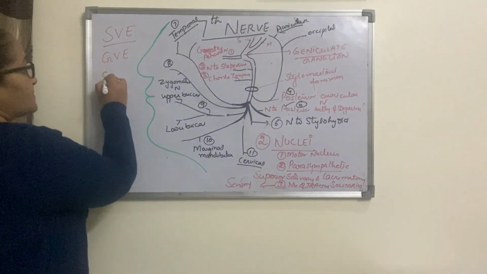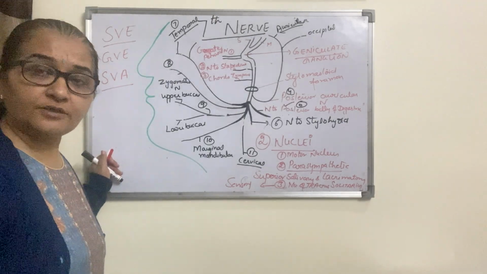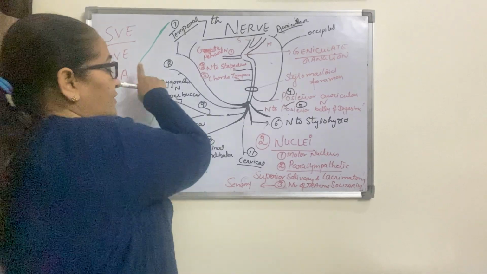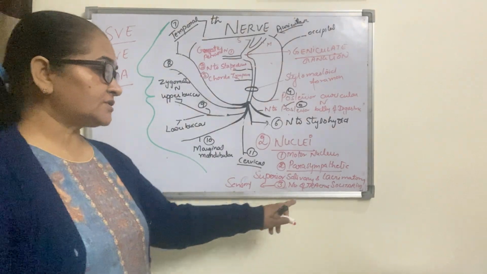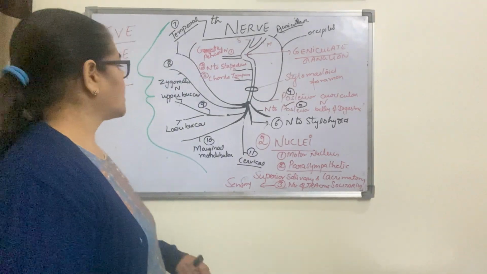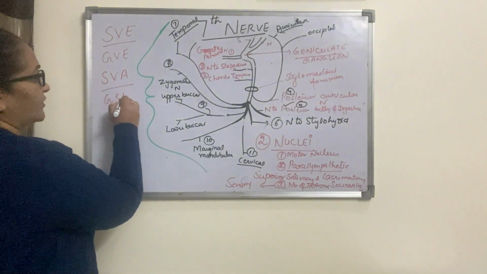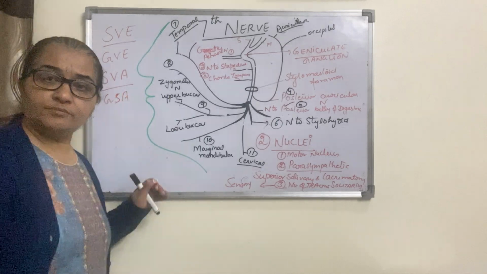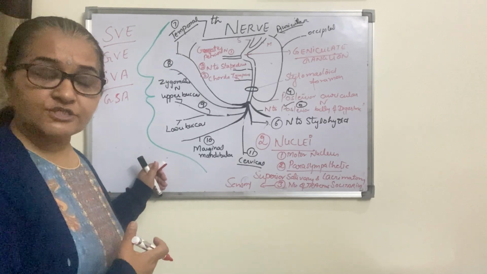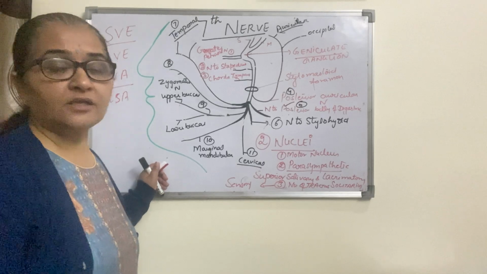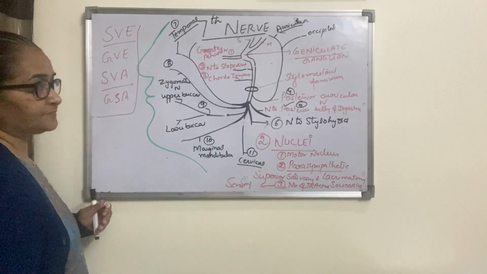Then comes the special visceral afferent. So this component is basically carrying the fibers from the anterior two-third portion of the tongue, and those fibers are taken up by the chorda tympani through the sensory route to the higher center, to which nucleus? That is the nucleus of tractus solitarius. So that is another component. Then there is the general somatic afferent. I told you that the external auditory meatus gets general sensations, and those sensations are taken up by this facial nerve, but these fibers reach the spinal nucleus of trigeminal. So these are the four functional components which are related with this nerve.